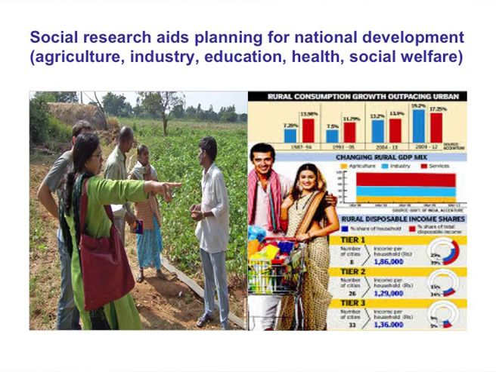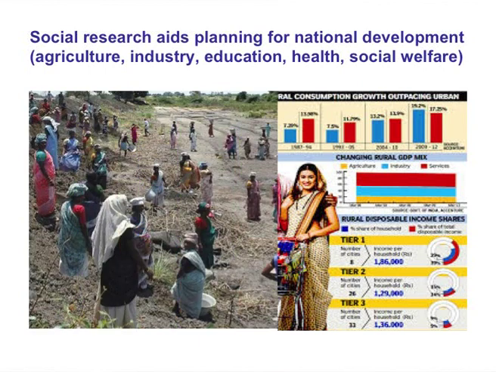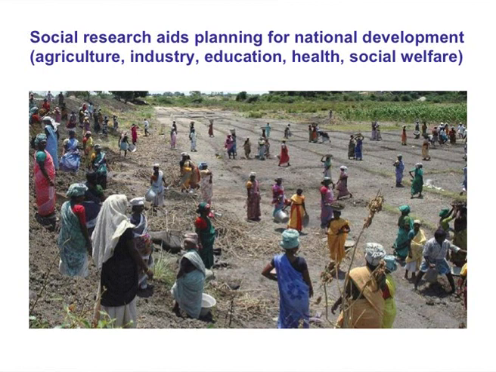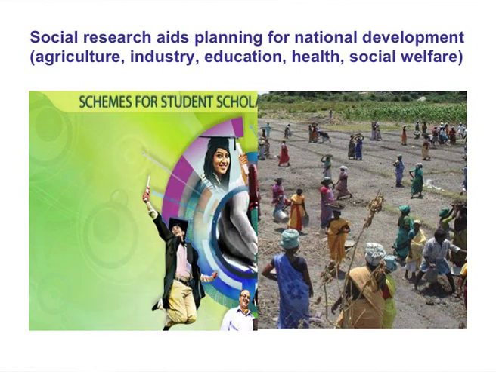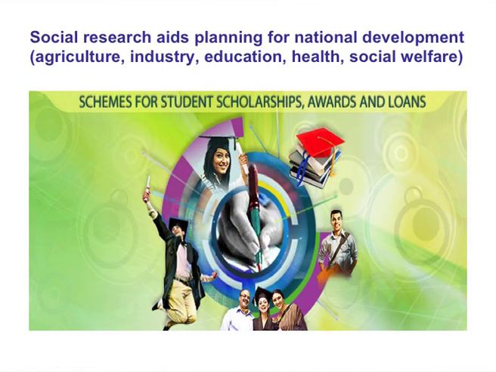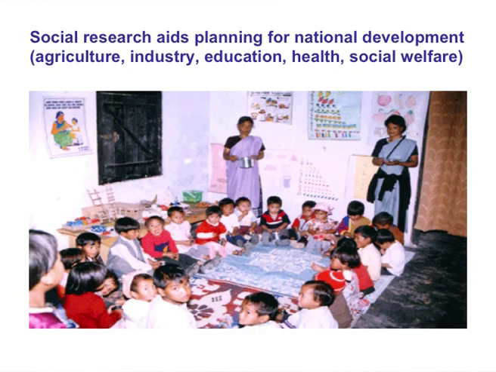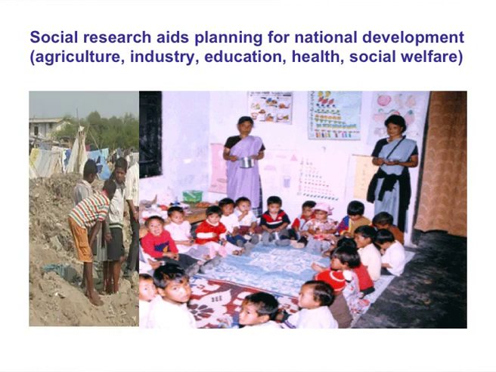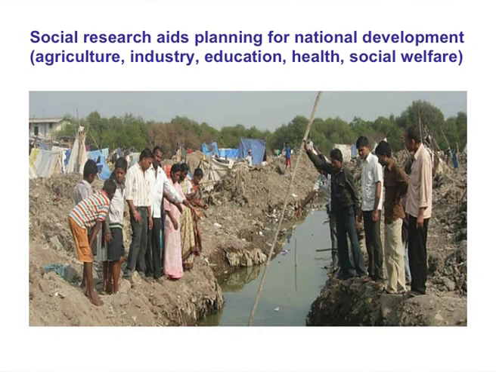Research studies enable the planner to evaluate alternative strategies and choose the most appropriate strategy for development of the various sectors like agriculture, industry, education, health, social welfare, etc. The benefit cost evaluation studies of projects like irrigation projects throw out valuable lessons for improving the formulation of similar projects subsequently.